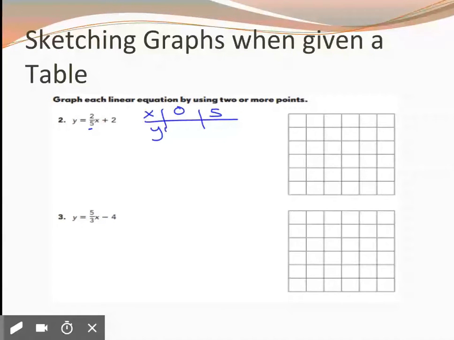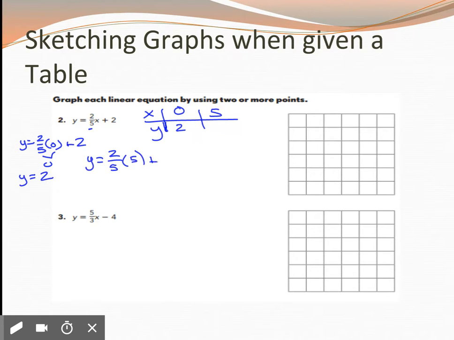So now I'm just going to plug those in to see what the y values are. So y equals 2/5 times 0 plus 2. Well, because we know that this equals 0, this just becomes y equals 2. That's why I always pick 0, because I really can just look at the y-intercept and have my automatic point of 0, 2.